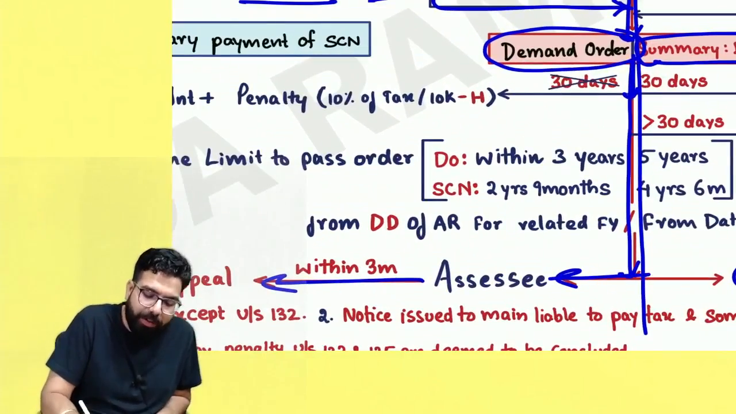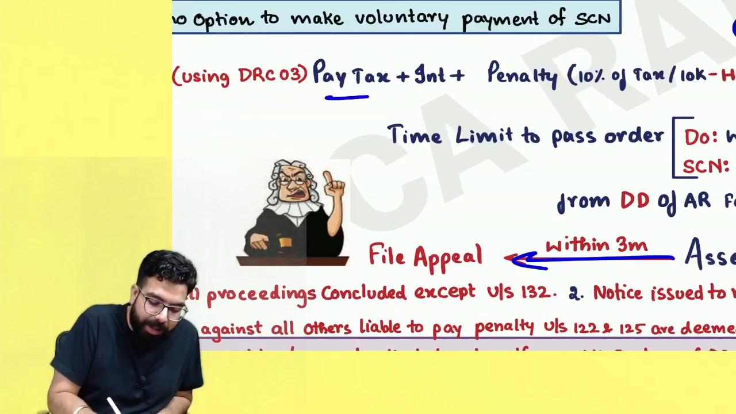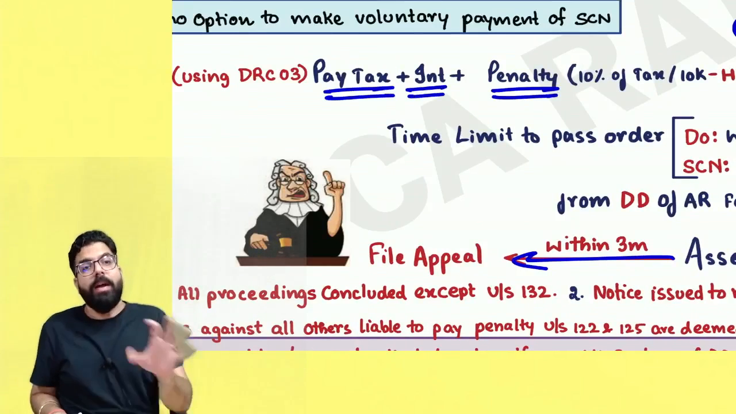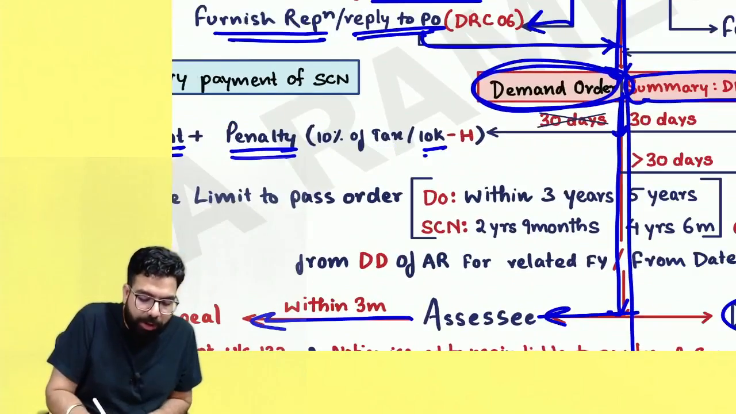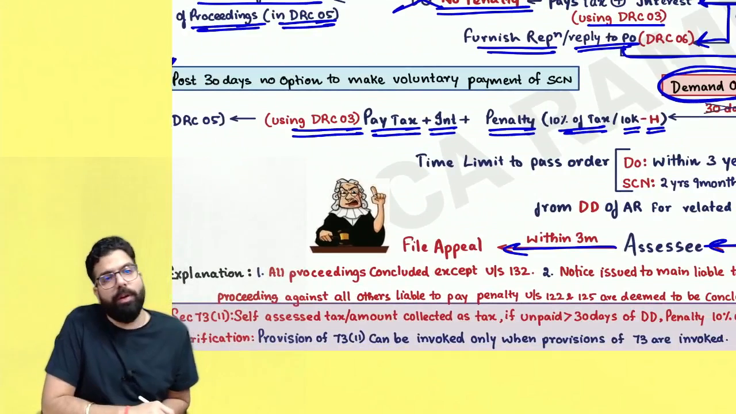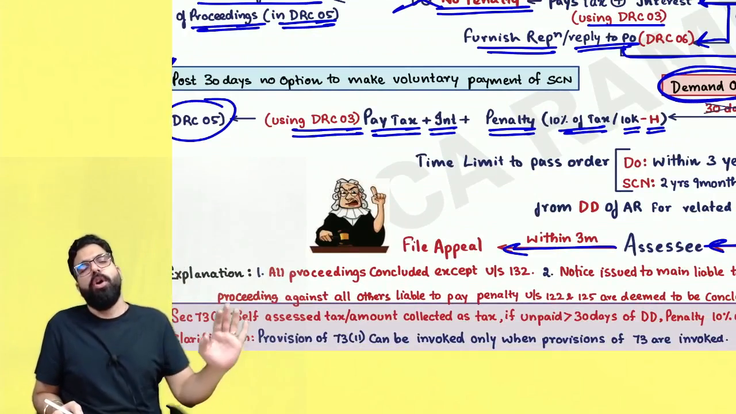So sir, once the demand order has come, if I go ahead and make the payment, then remember one thing: you will have to pay the tax, you will have to pay the interest, and penalty also has to be paid under section number 73. Sir, penalty is 10% of the tax or 10,000, whichever is higher. Sir, you will have to make the payment, you will have to inform the proper officer, GST DRC-03 can be used, and he will conclude the proceeding by issuing GST DRC-05.